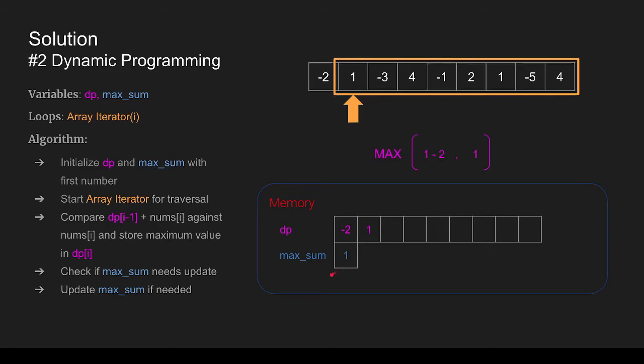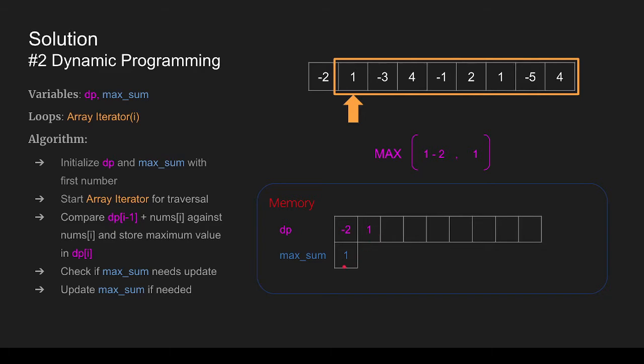So in the first iteration, the first element we are observing is 1, and the dp[i-1] value is -2. So the sum becomes -1, and we check whether -1 is greater than 1, and 1 gets selected because it's the maximum.